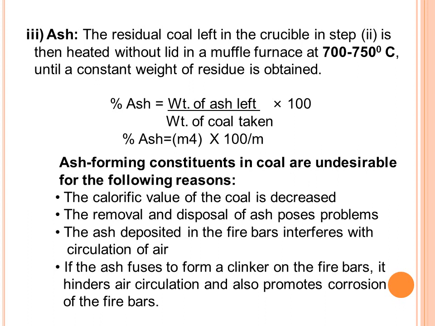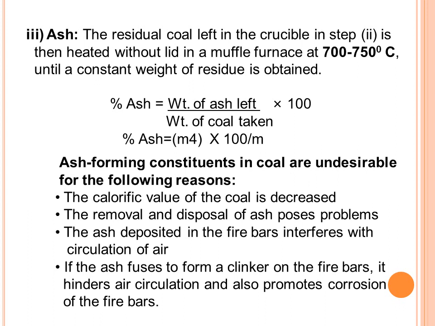So percentage of ash is nothing but weight of ash left divided by weight of coal into 100. So here the formula will be M4 into 100 divided by M, where M4 is the weight of ash left behind in that silica crucible, and M is the weight of coal.